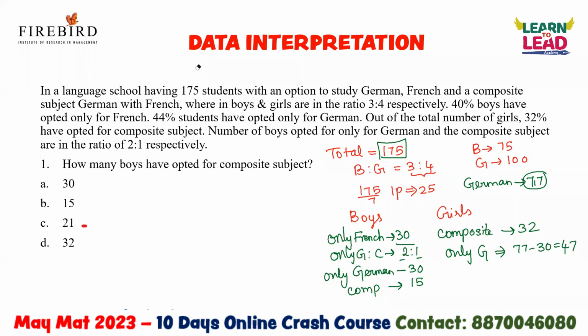Now, how many boys have opted for the composite subject? Already we have filled the data. It is 15. So option B is your answer. Now, let us move to the next question.